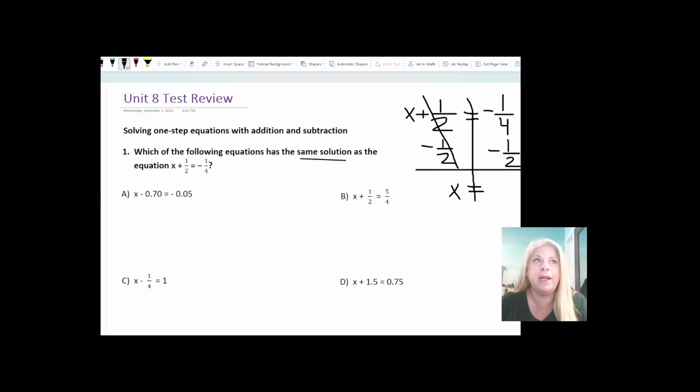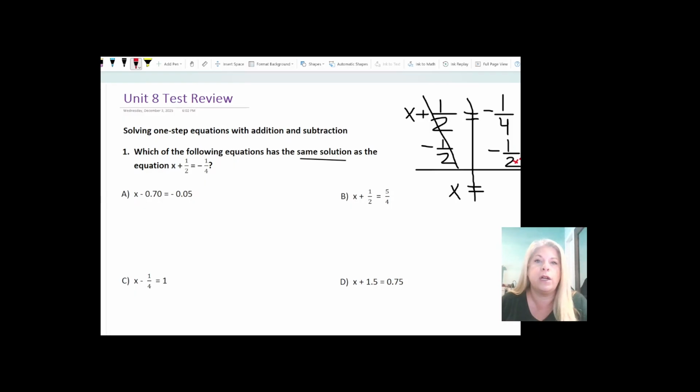And so on this side, we've got a negative 1/4 minus 1/2. In order to subtract fractions, you're going to need to get a common denominator. So this 1/2 can be changed into fourths. And we can change this by multiplying it by 2, right? 2 times 2 will give us 4.